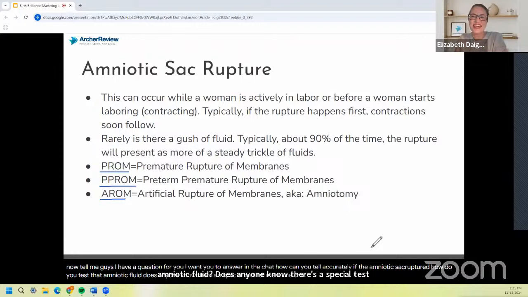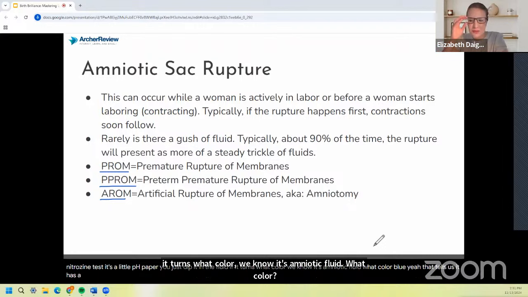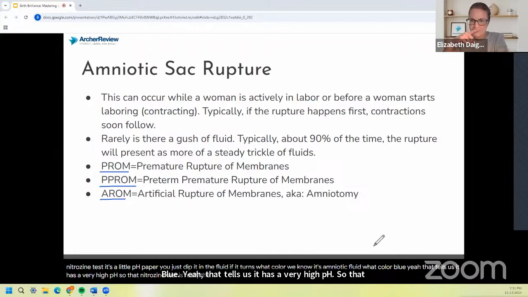Good. I'm seeing a bunch of you are getting this. Yes, the nitrazine test. It's a little pH paper. You just dip it in the fluid. If it turns what color, we know it's amniotic fluid? What color? Blue. Yeah, that tells us it has a very high pH. So that nitrazine test is really the gold standard.